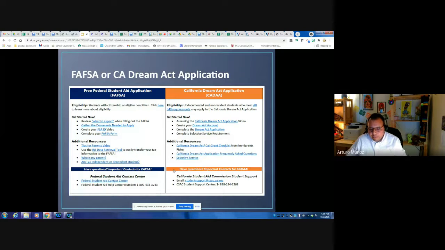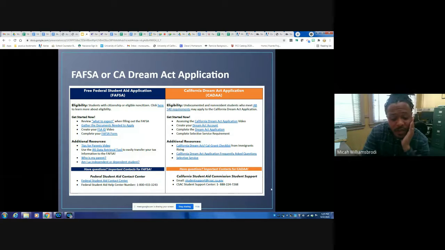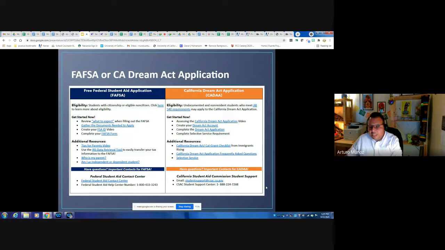One quick thing, the California Dream Act has a hard deadline. So you have to meet their deadline if you're going to try and do the California Dream Act. You have a little bit more wiggle room for the FAFSA. Correct, correct. And the California Dream Act is only for California colleges. So be aware of that as well, students who are signing up for the California Dream Act.